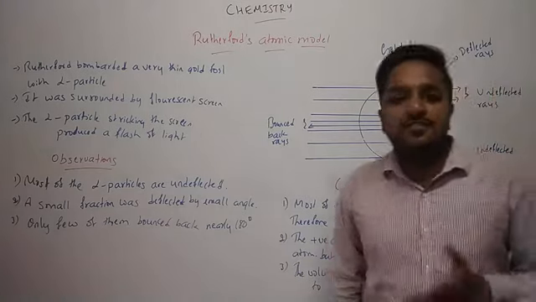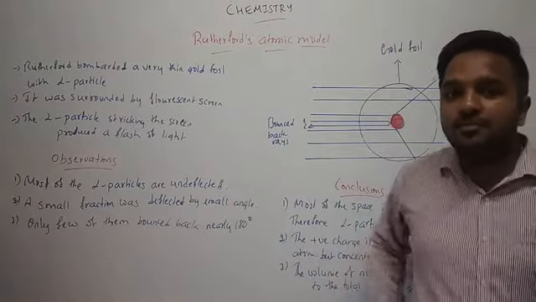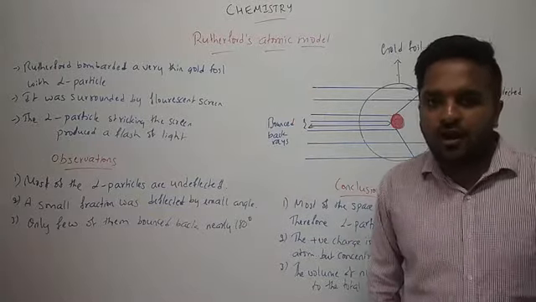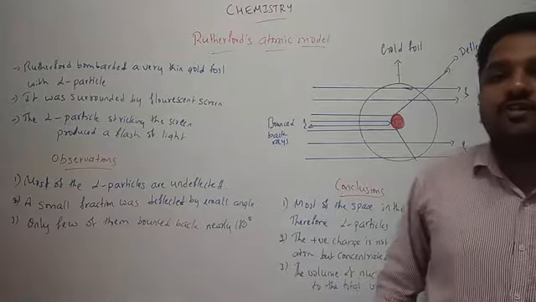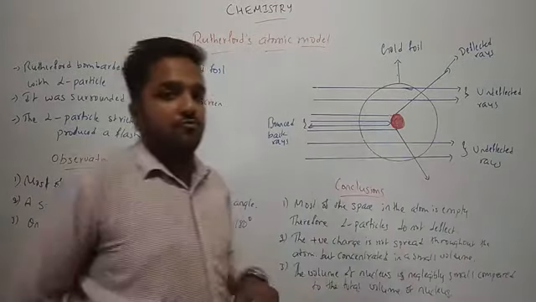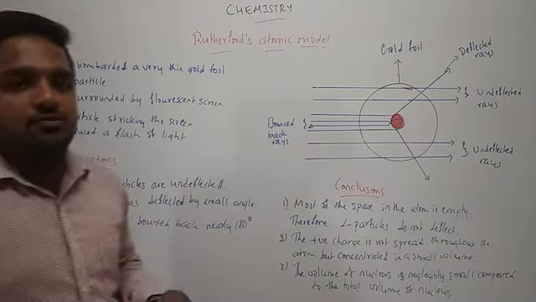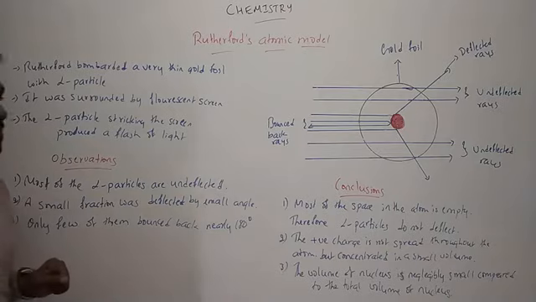Students, we have discussed the J.J. Thomson atomic model. The next atomic model is given by Ernst Rutherford, the founder of the proton. Let us discuss the model of Rutherford. So this is the concept given by Rutherford. Let us see what it is. Rutherford bombarded a very thin gold foil with alpha particles.